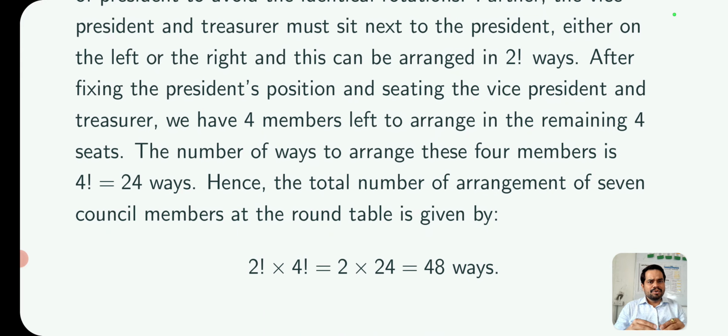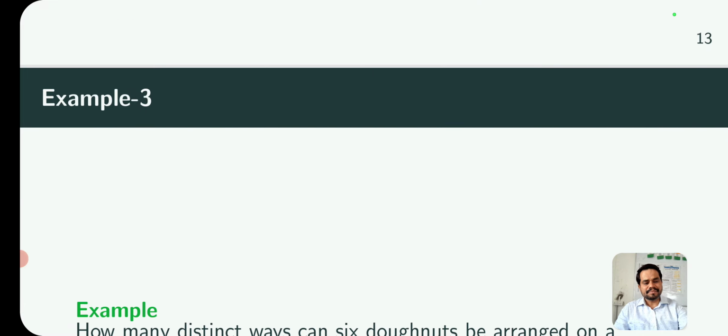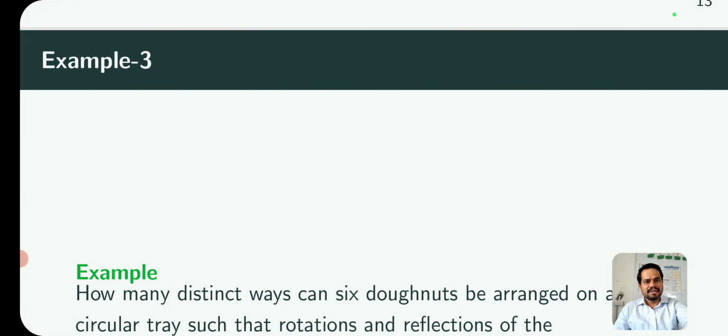And now the total number of arrangements of 7 council members at the round table is given by 2 factorial, because 2 factorial means the treasurer and vice president are seated either side of the president. One position is fixed, that is the president, and the remaining 4 members you can arrange in 4 factorial ways, which equals 48 ways we can arrange this. Yes. Now let us see here.